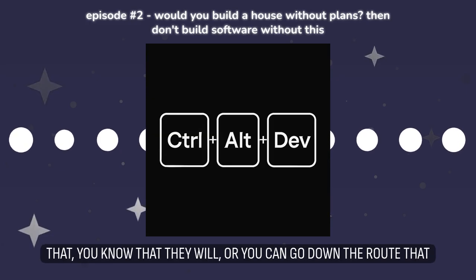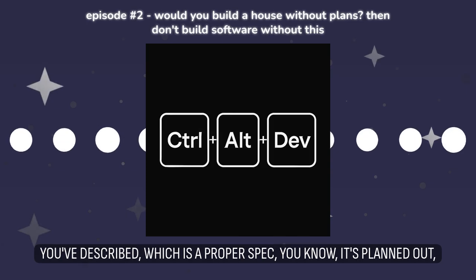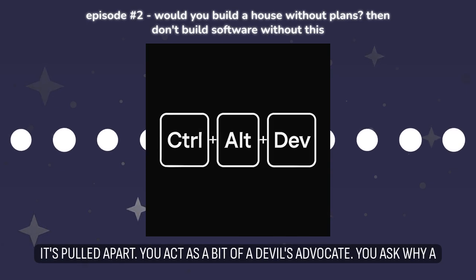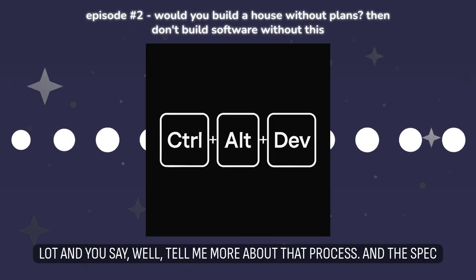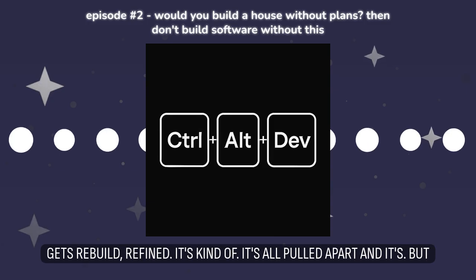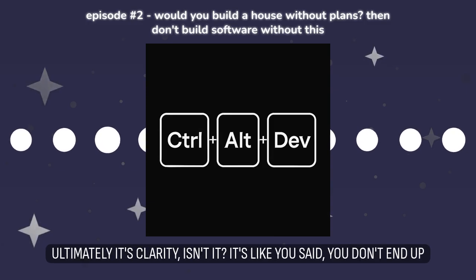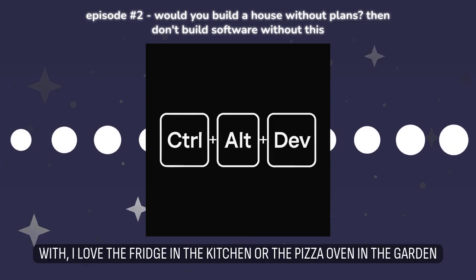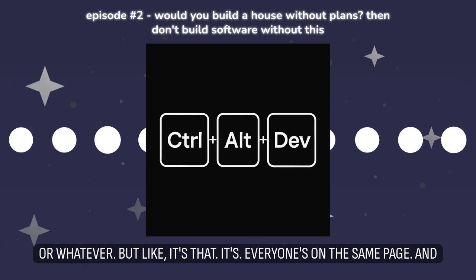Or you can go down the route that you've described, which is a proper spec. It's planned out, it's pulled apart. You act as a bit of a devil's advocate. You ask why a lot, and you say, well, tell me more about that process. And the spec gets rebuilt, refined, pulled apart, but ultimately it's clarity, isn't it? Like you said, you don't end up with the fridge in the kitchen or the pizza oven in the garden or whatever. Everyone's on the same page.